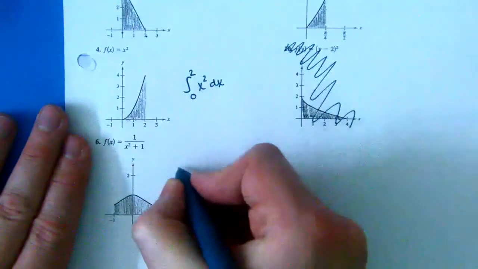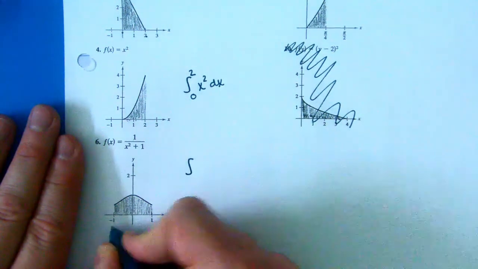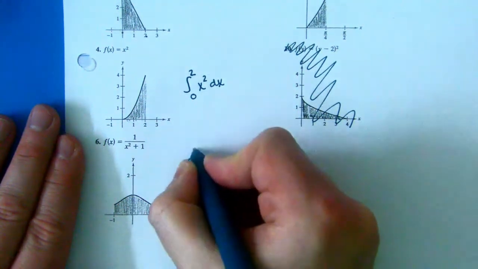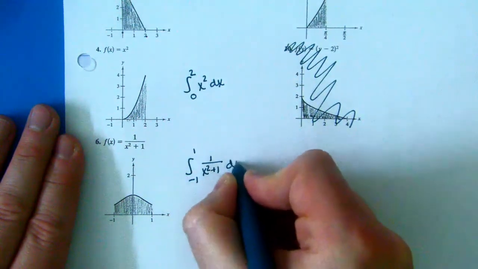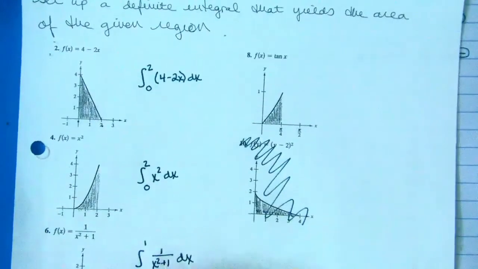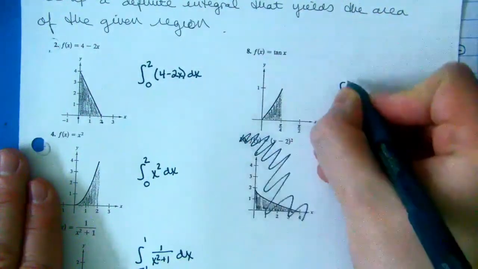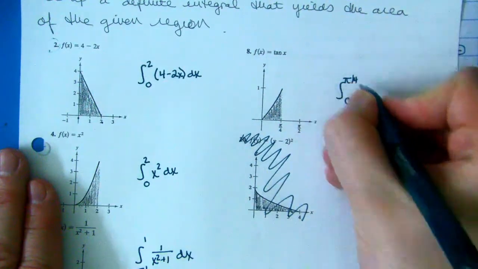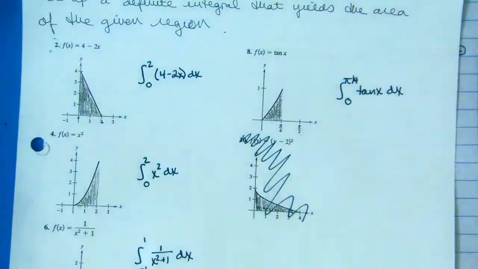In number 6, this is going to be the integral from -1 to +1 of 1 over x squared plus 1 dx. And in number 8, I think this is going to be the integral from 0 to pi over 4 of the tangent of x dx.